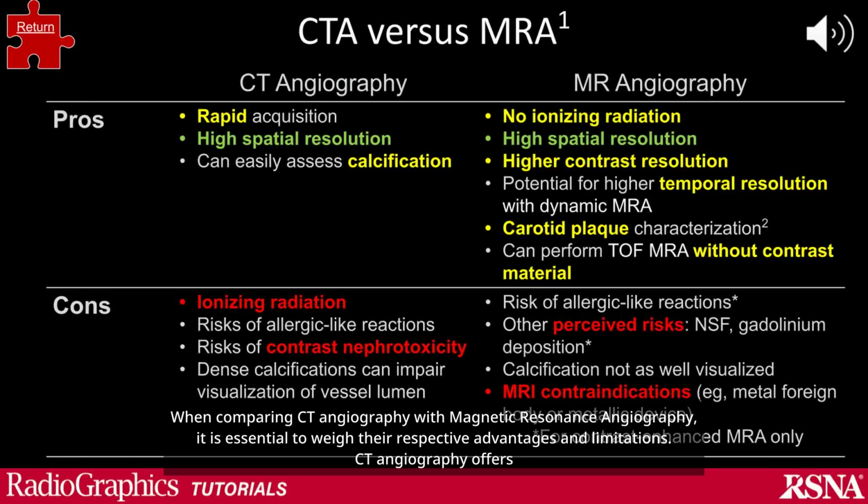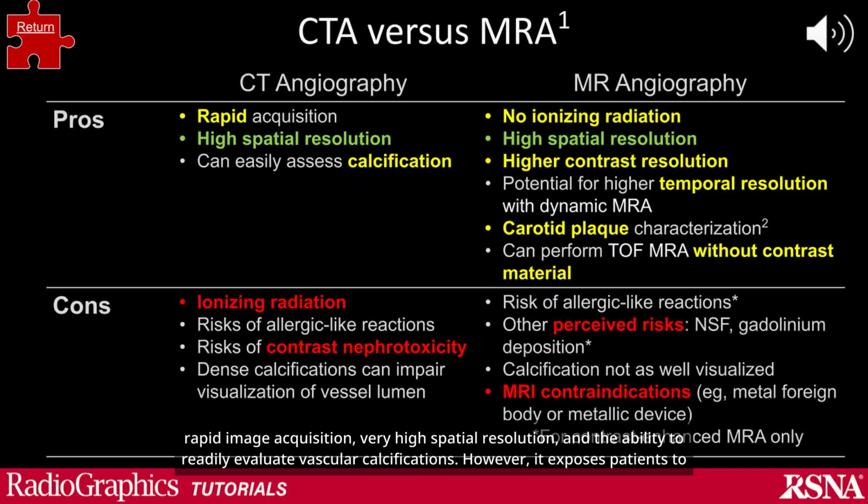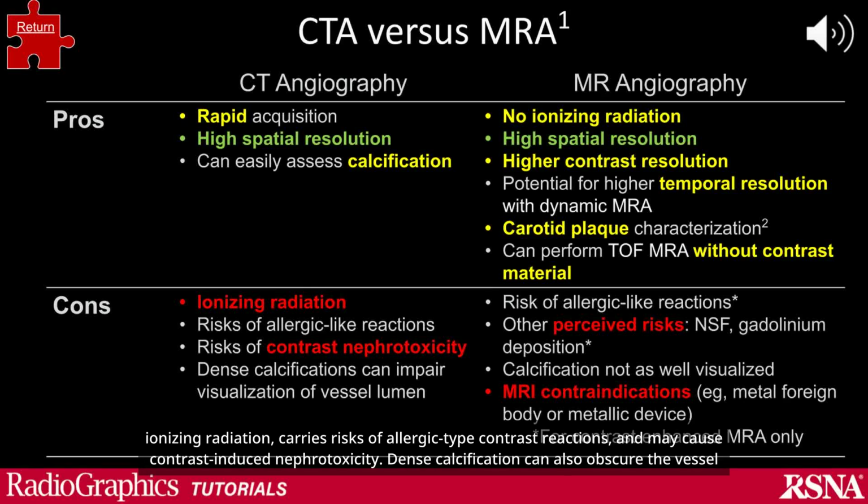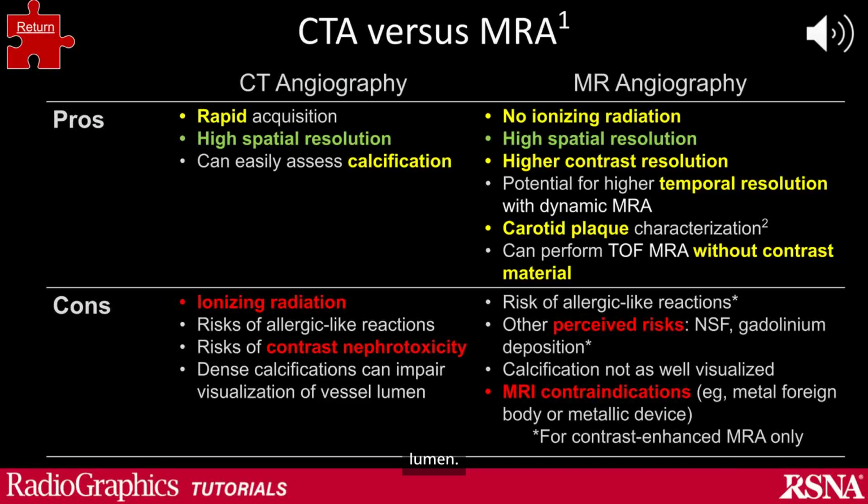When comparing CT angiography with magnetic resonance angiography, it is essential to weigh their respective advantages and limitations. CT angiography offers rapid image acquisition, very high spatial resolution, and the ability to readily evaluate vascular calcifications. However, it exposes patients to ionizing radiation, carries risks of allergic-type contrast reactions, and may cause contrast-induced nephrotoxicity. Dense calcification can also obscure the vessel lumen.